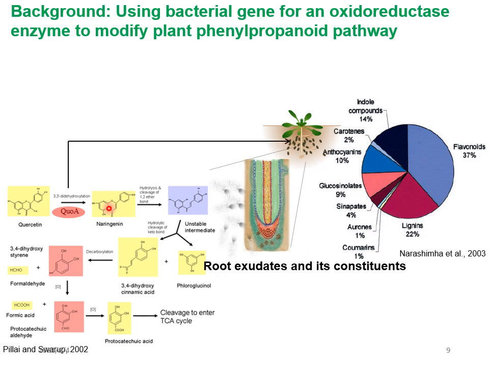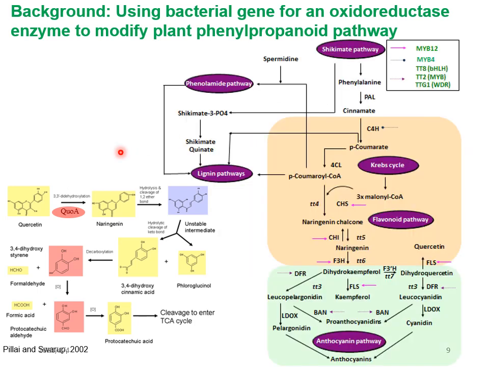Now, what we then did, we knew that plants produce quercetin. How? Plants produce quercetin from naringenin. So what we did, we simply took this enzyme and put it back into the plant. And we asked the question, what happens?